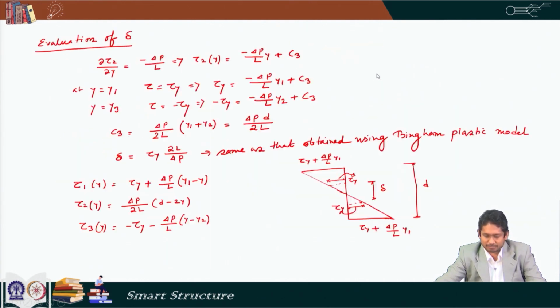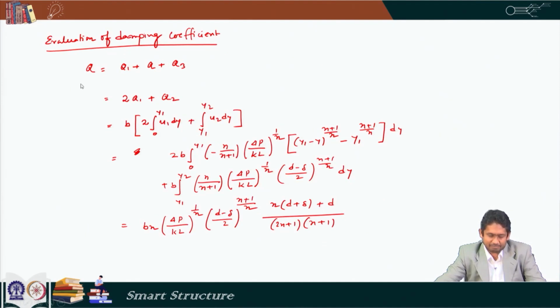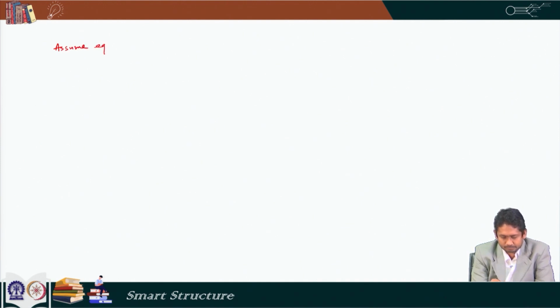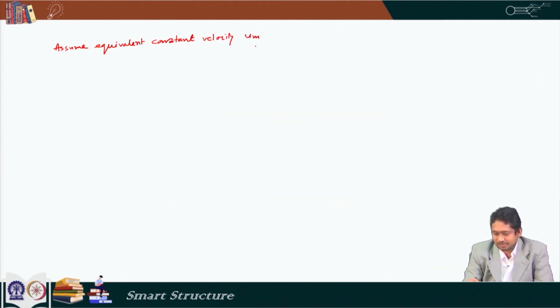And then we are finding out the effective damping, and for finding out the effective damping we found out the total flow rate Q, and then we have to equate this total flow rate Q with the total flow rate obtained from an equivalent constant velocity um. So, assume an equivalent constant velocity um. So, it is constant over the cross section.